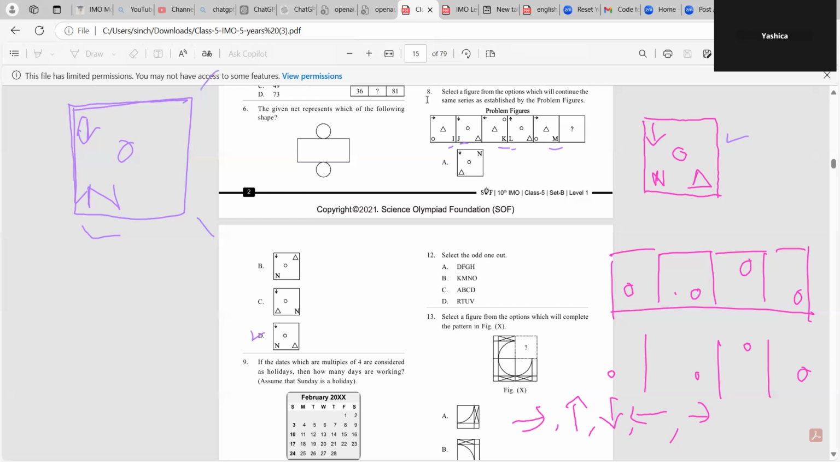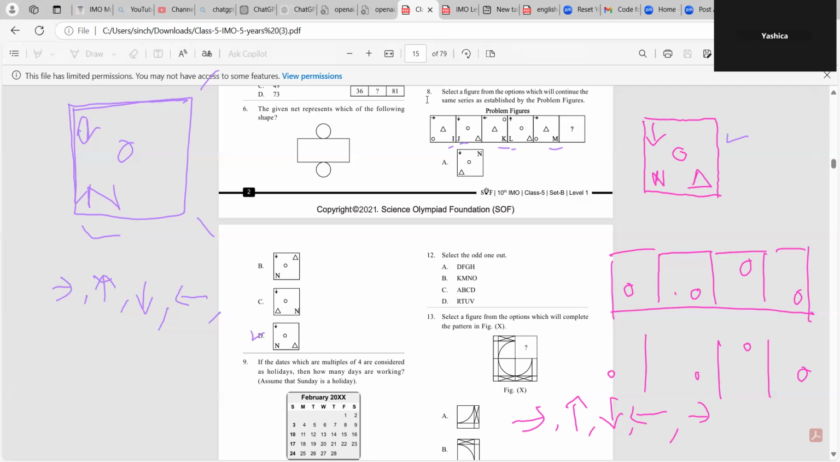So what we will do here first, the circle moves to the right to become a triangle. Then the triangle moves up to become a circle. Then the circle moves down to become a triangle. And then the triangle shifts to the left to become a circle.